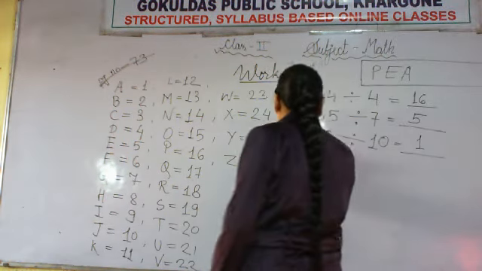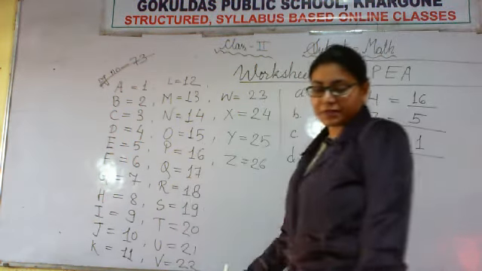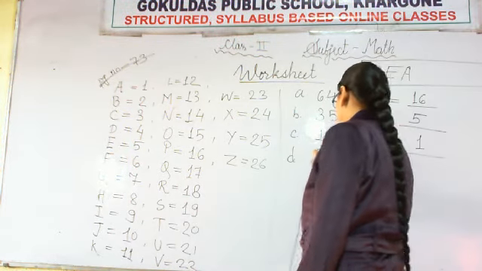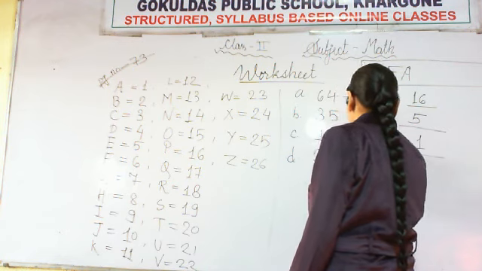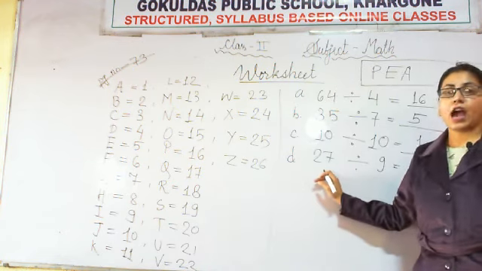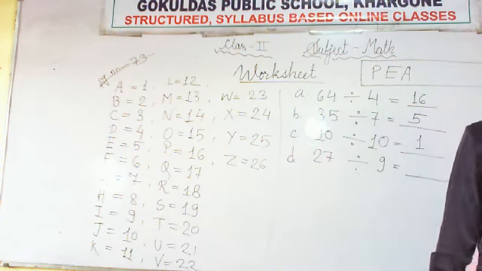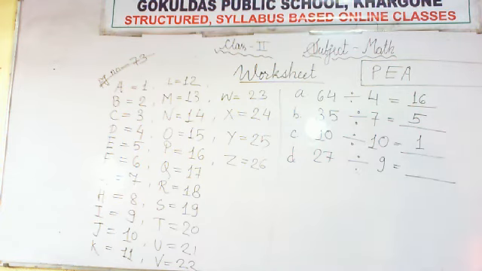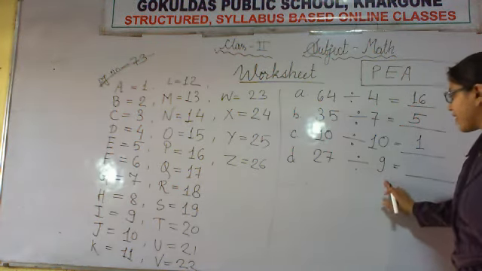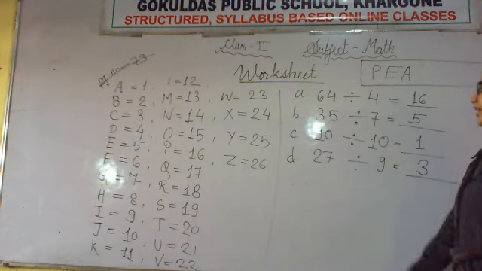Now the next question, question D, 27 divided by 9. Now in the table of 9, how many times does 27 come? 3 times. 9 threes are 27. So 27 divided by 9 is 3.